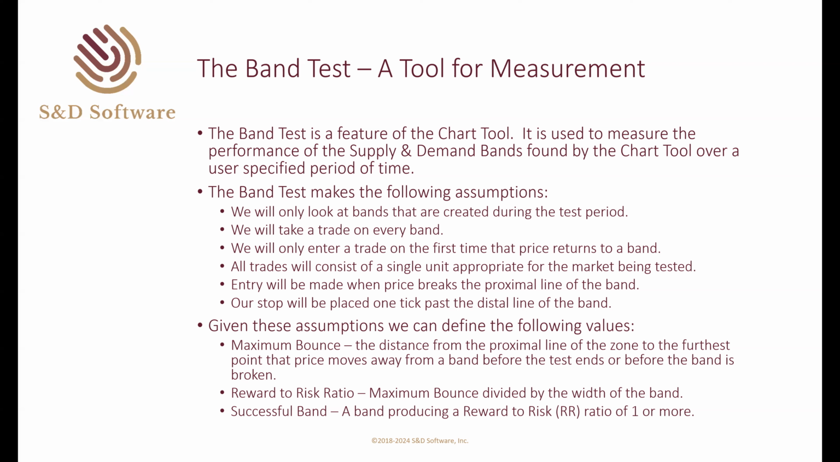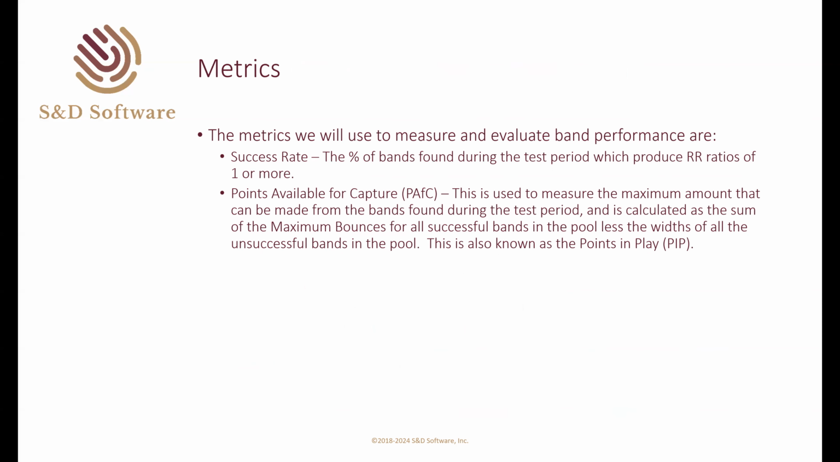So given this, we can come up with some metrics to measure the performance of our supply and demand bands. The first metric we'll talk about is the success rate, which is going to be the percentage of the bands found during the test period which produce reward to risk ratios greater than or equal to 1.